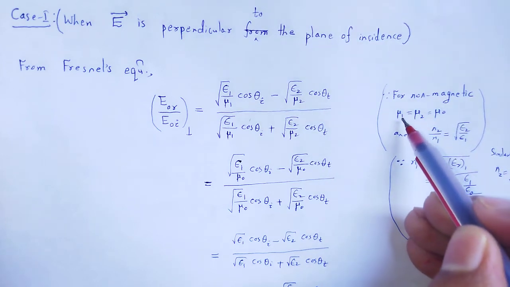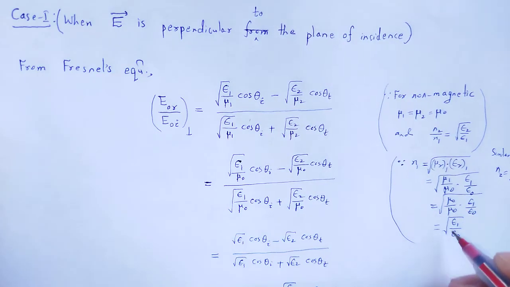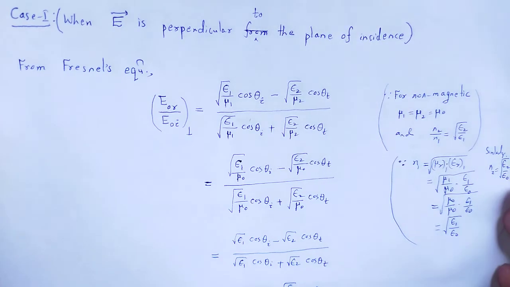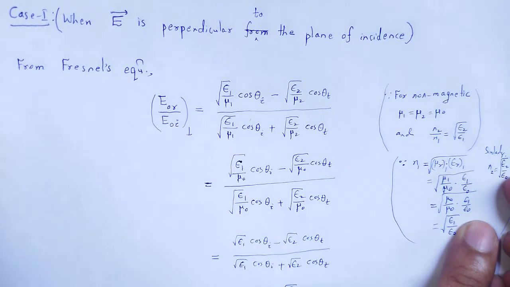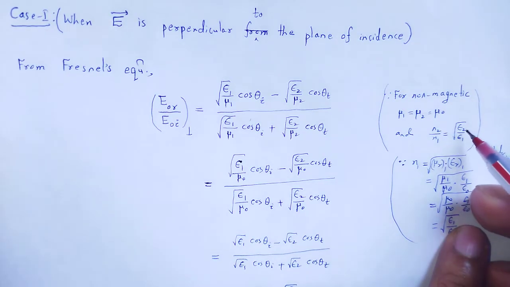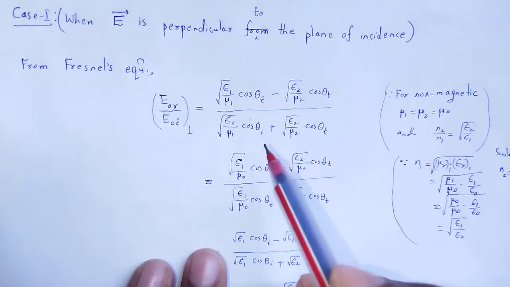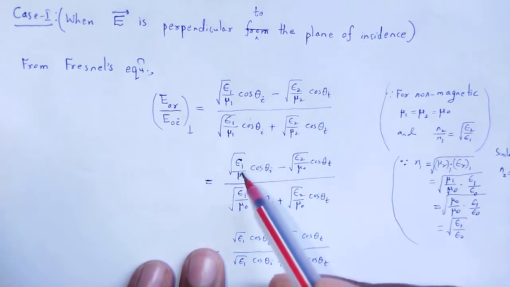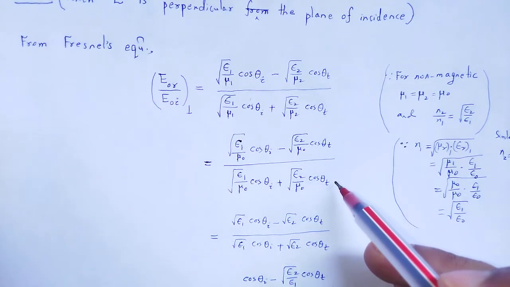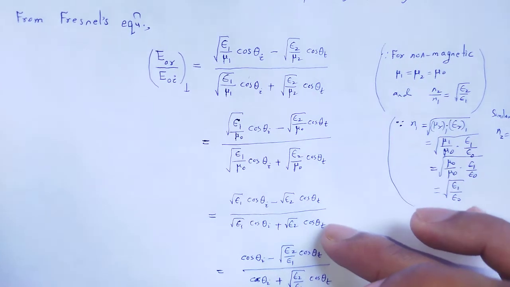Under this condition, mu 1 is equal to mu 2 is equal to mu naught. In place of mu 1 we substitute mu naught, which cancels out, and we obtain the square root of epsilon 1 divided by epsilon naught. Similarly, for n 2, it is the square root of epsilon 2 divided by epsilon naught. That is why n 2 by n 1 is equal to the square root of epsilon 2 divided by epsilon 1. So that equation now changes: in place of mu 1 and mu 2 we substitute mu naught, taking the LCM in the numerator and denominator, the square root of mu naught cancels out and we have that form.